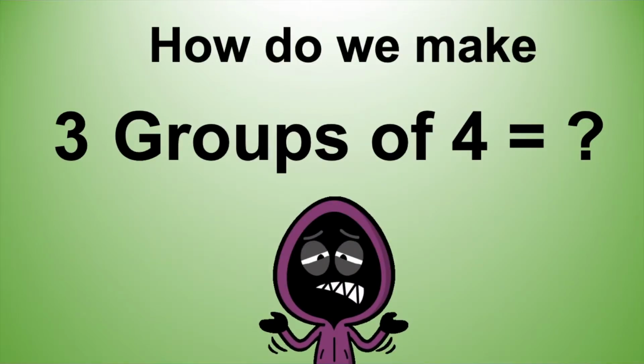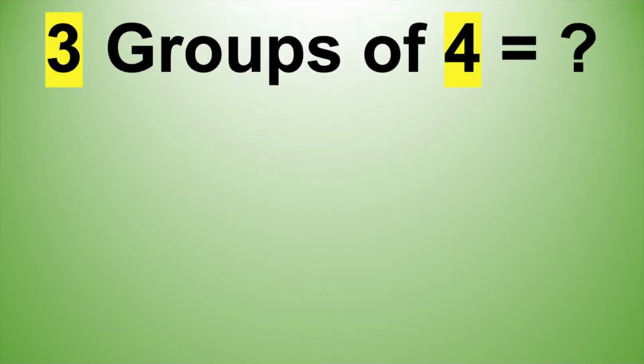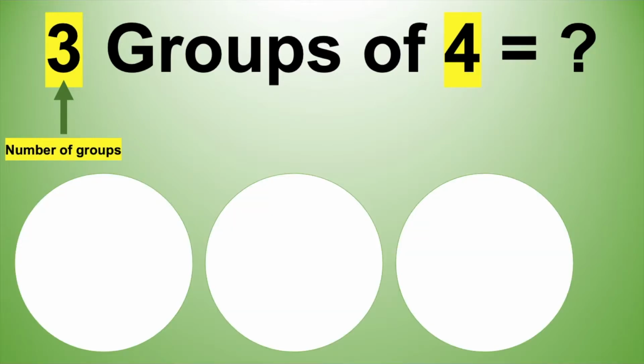But how do we make 3 groups of 4? Well, it's really easy, and if you know that the X symbol is groups of, you'll be able to do it. 3 groups of 4. Now, the first number tells you how many groups that you need. So 3 means 3 groups. So on your paper, you're going to create 3 groups. The next number, 4, tells you how many are in each group.